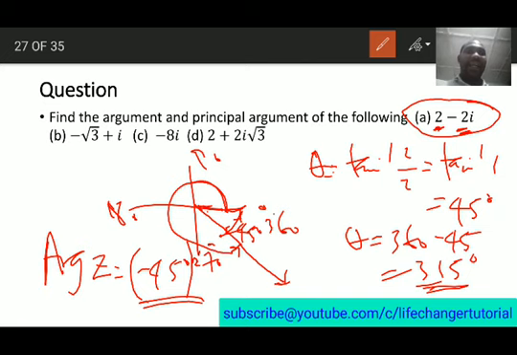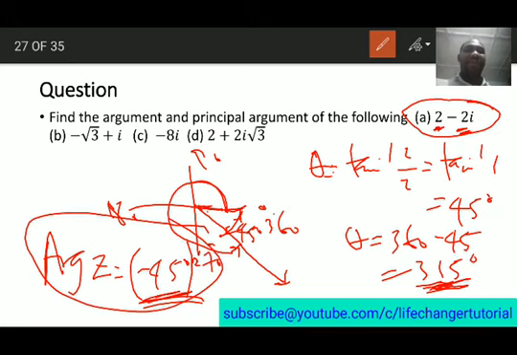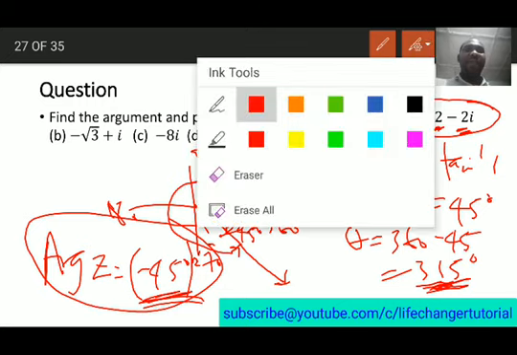Now, like we said earlier, this minus 45 degrees can also be seen as argument. 315 degrees can also be seen as argument, and many other values that we can cook up, but particularly the principal argument is this, minus 45 degrees. Okay, so let's see the next question.